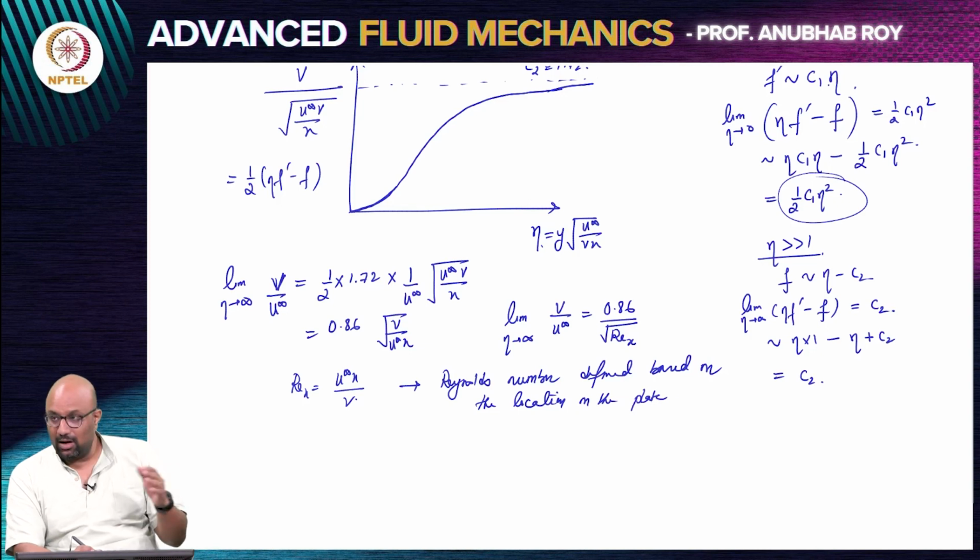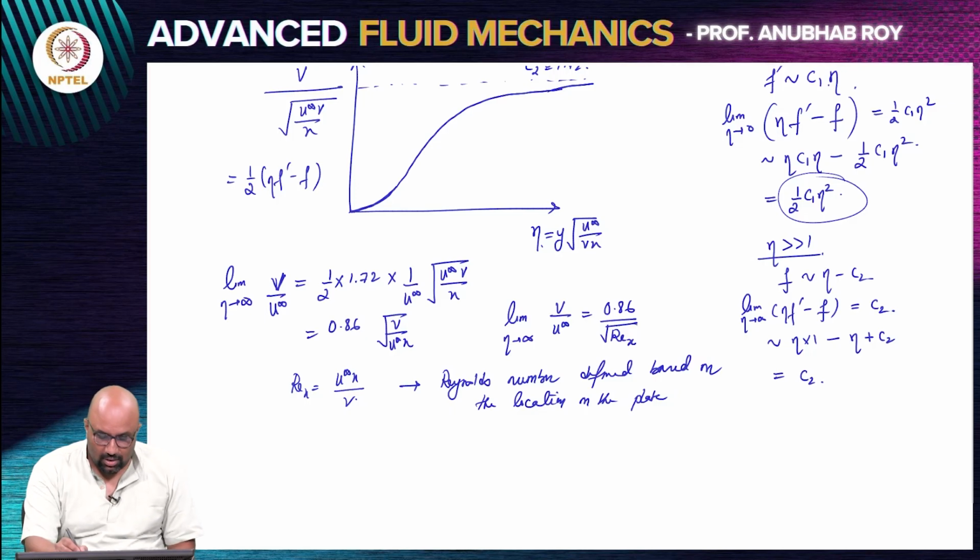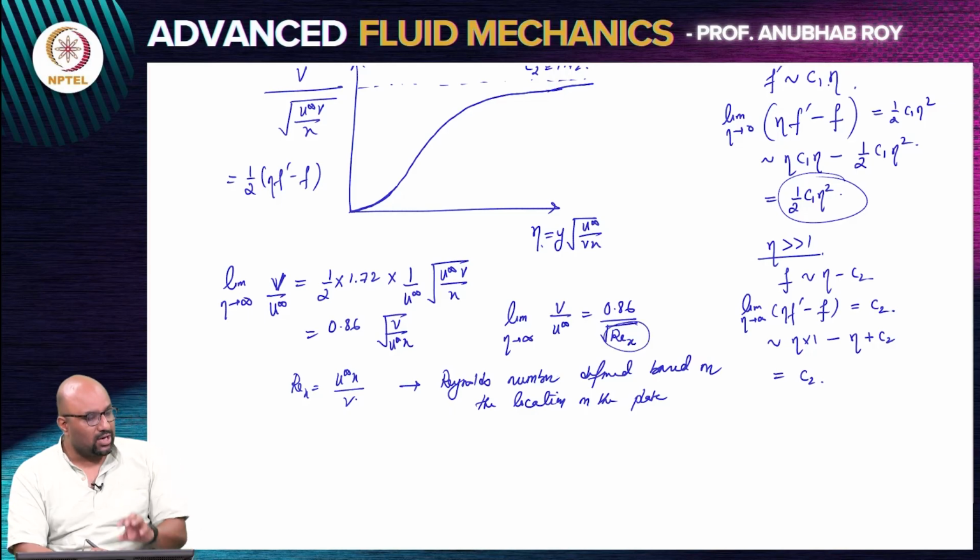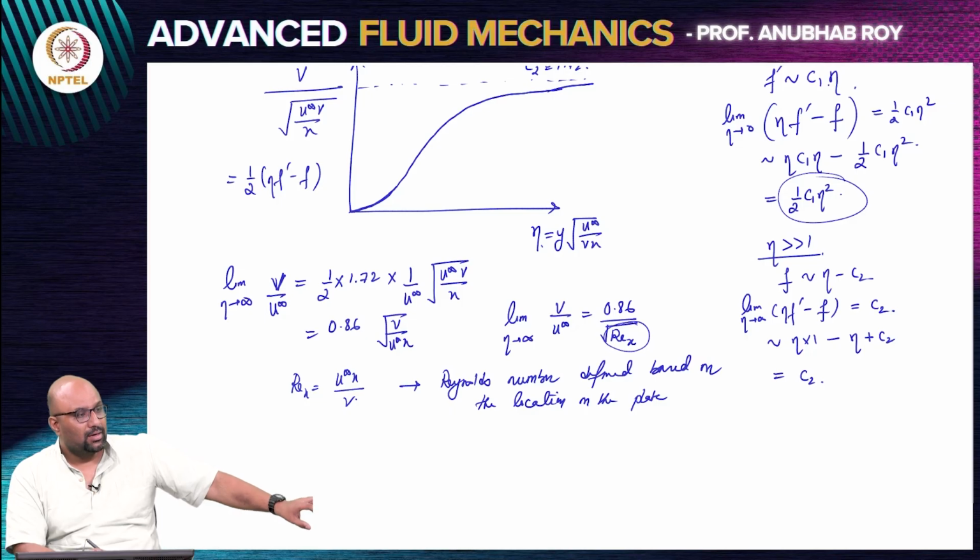You have a particular coordinate x on the plate, x is a particular point on the plate. Based on that, you are defining your local Reynolds number. So, as you keep going progressively further and further downstream, Rex is going to keep on increasing. You will see larger and larger values. So, this is primarily telling you that as you go further downstream, the transverse velocity at the edge of the boundary layer is going to diminish.